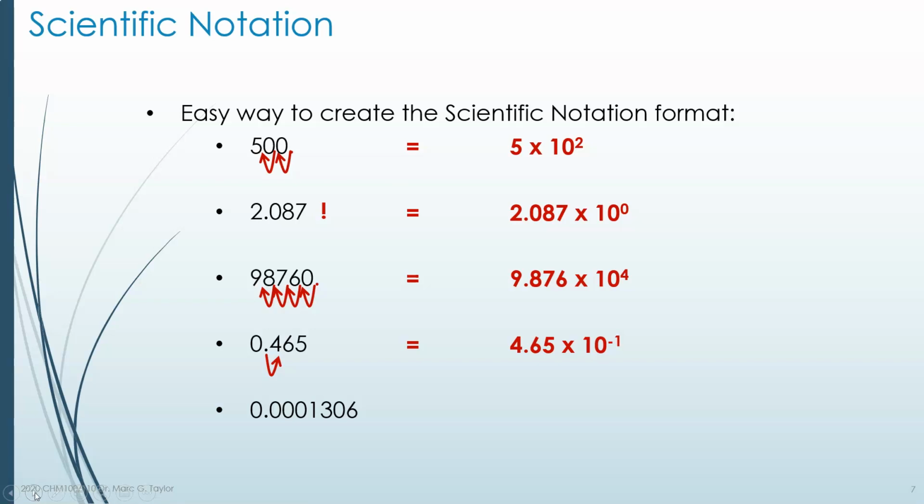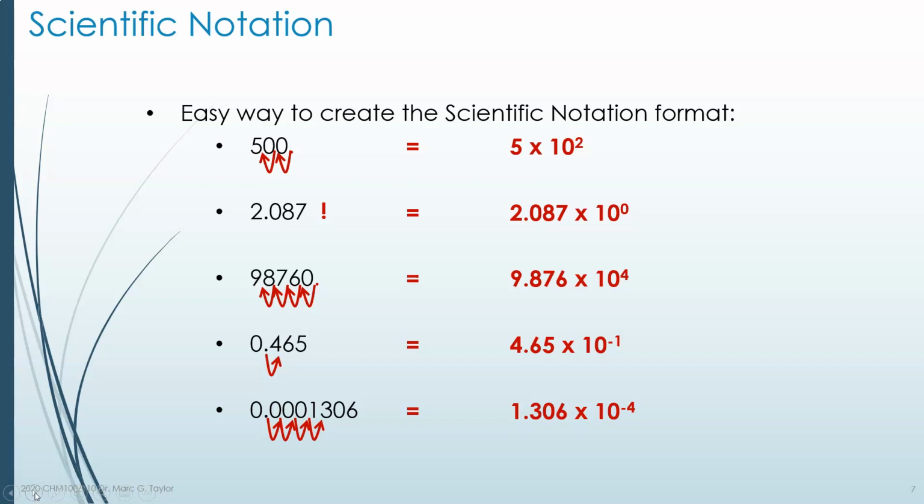Notice in each example, if the number was greater than 1 to start with, then you will have an exponent that is 0 or positive, and if you start with a number that is less than 1, you will end up with a negative exponent. So in this case, we move the decimal place to the right 4 times. We're artificially making it larger by 4 powers of 10. Well, we have to compensate for that by multiplying it by 10 to the minus 4 to make it small again. And you end up with 1.306 times 10 to the minus 4.